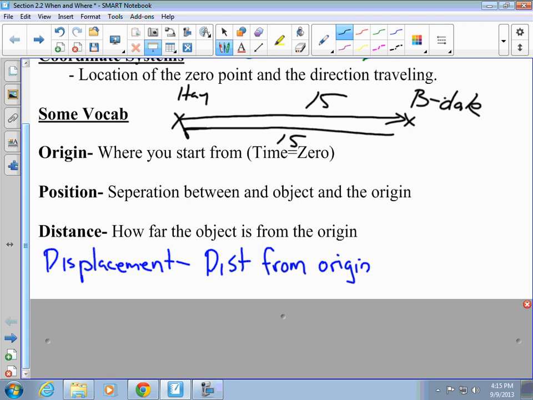Distance is really how far you've traveled. Displacement is where you are as it relates to the origin. So I used the Hayfield-Brownsdale example to touch up on distance and displacement.